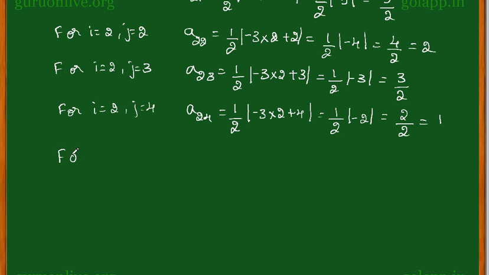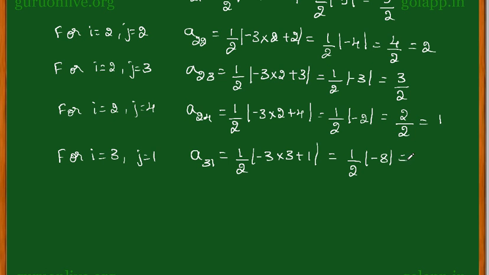And next, for I equal to 3, J equal to 1, we get A31, which is equal to 1 by 2 into modulus of minus 3 into 3 plus 1. Within modulus we have minus 3 into 3, which is minus 9, and we have plus 1. So minus 9 plus 1 gives minus 8, where modulus of negative gives positive, which is 8 by 2, where 8 by 2 gives 4.